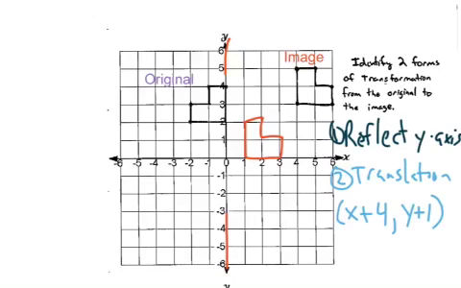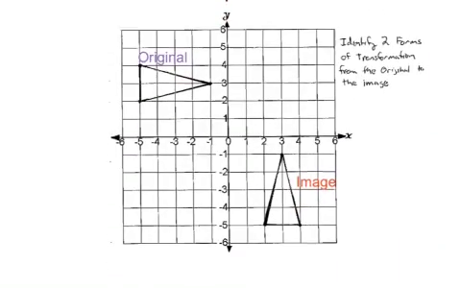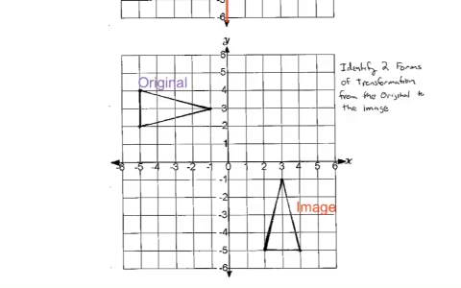Okay, so take a look at the bottom one. Here I have the original image. Over here is my image. I want to find 2 forms of transformation that get me from the original to my image. Now, if you want to, you can hit pause and see if you can figure this one out on your own. That's fine. I'm just going to speed the process up because I know we're in a shortened period today. So I'll give you a second or two to hit pause. Okay, and if you want to just follow along, that's fine too.